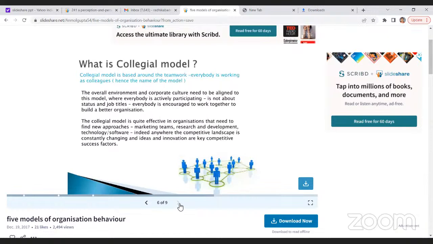Then the collegial model. So the collegial model is based around teamwork, in the sense a group of people have to work together. So the overall environment and corporate culture need to be aligned to this particular model. Usually in corporates, we see this kind of model only, like a combination of people will be there, in the sense teams will be there.